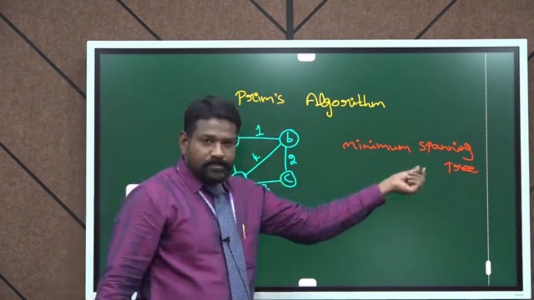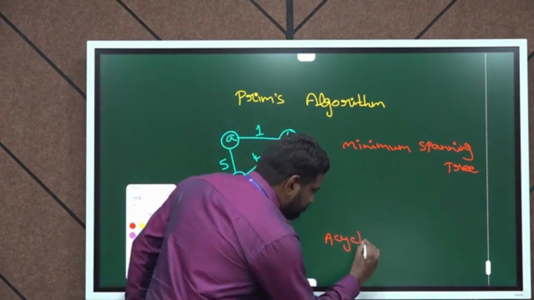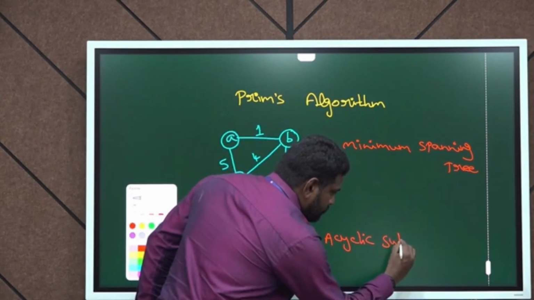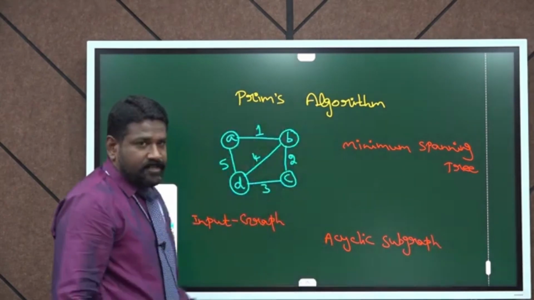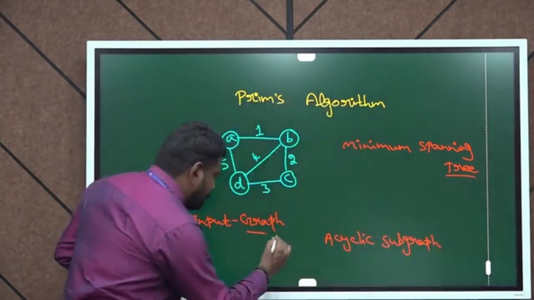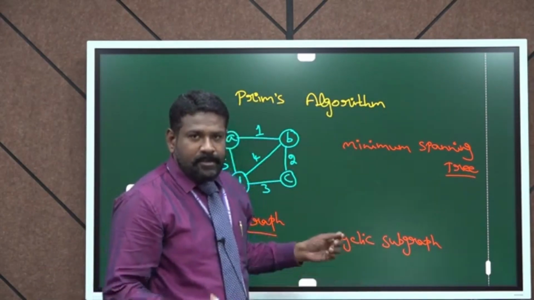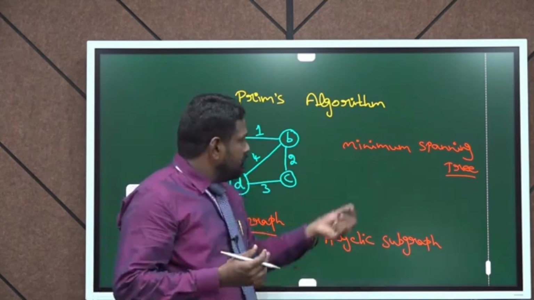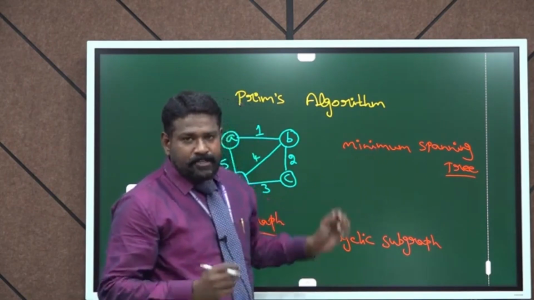What is a spanning tree? So a spanning tree is called an acyclic subgraph. So without cycles we are going to construct, that is the difference between a tree and a graph. So a tree we can call an acyclic subgraph. So we are going to construct an acyclic subgraph where, if we sum up all the weight values, it has to be minimum.